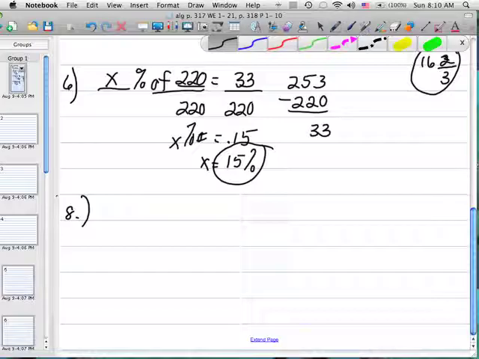Problem number 8. We have $2.80. This is a little kind of different problem, so watch how I do this. We have an increase of 20%, and they want to know the new price. So we could take 20% of $2.80 and add it to the $2.80.